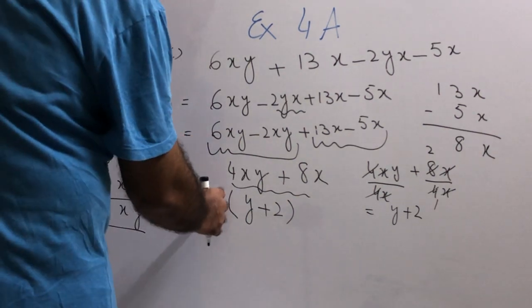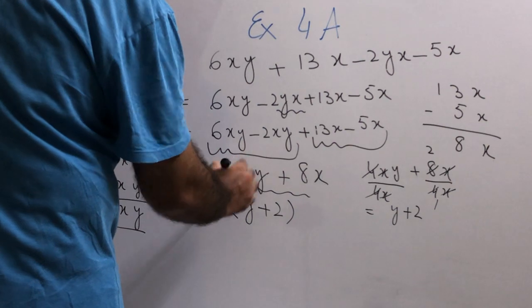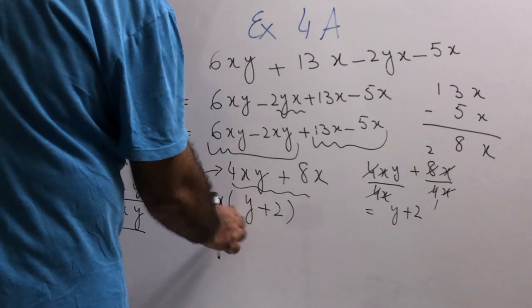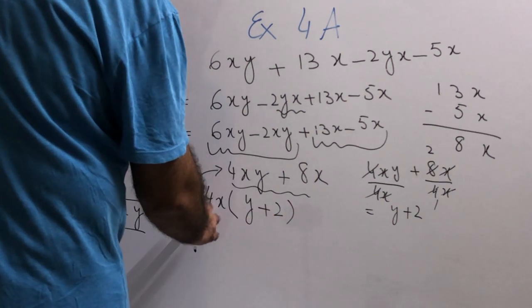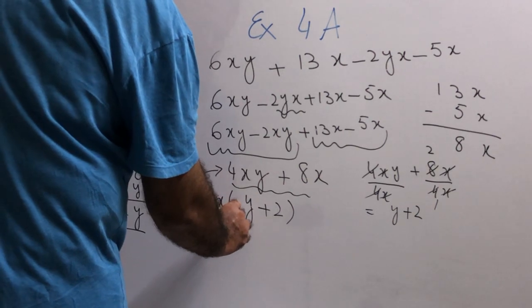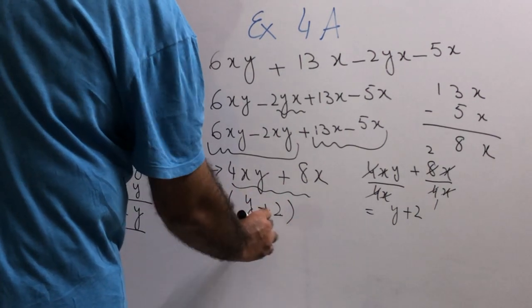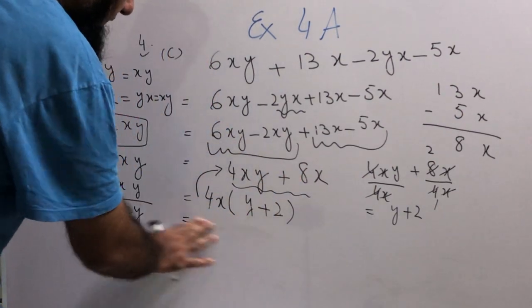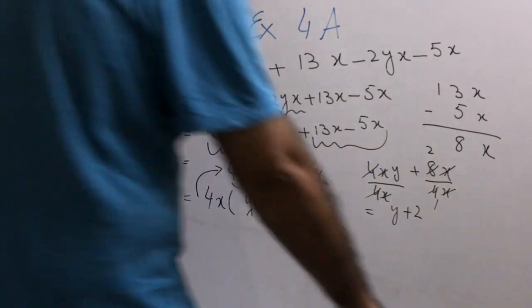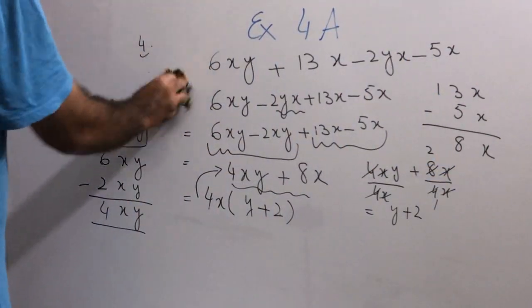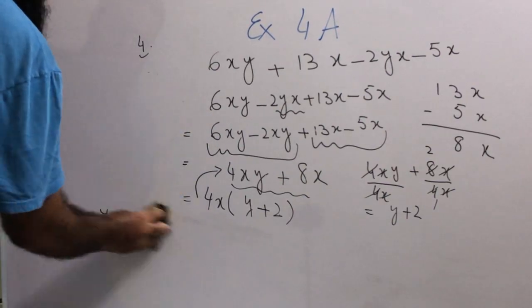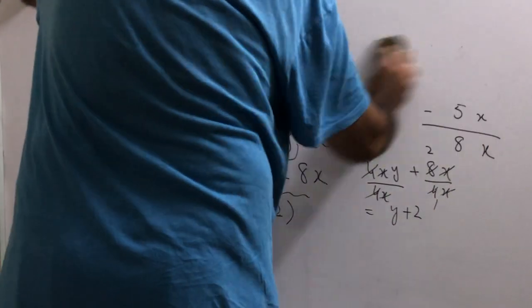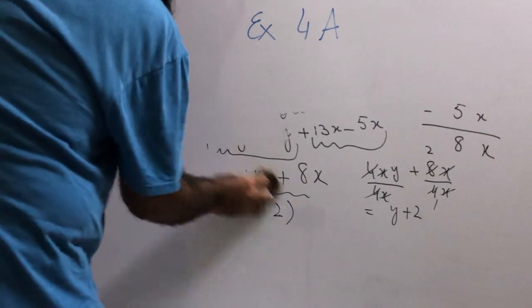I'll tell you, if you want to get this again, you can get from this. How? If you open the bracket, you will multiply this 4x with y, and also you will multiply 4x with 2. It becomes 4xy plus 2 into 4x, 8x. So again you can get the same thing. Okay, so this is how we took the common in this expression. So by this way we have solved part C of question number 4 under exercise 4A, page number 90.